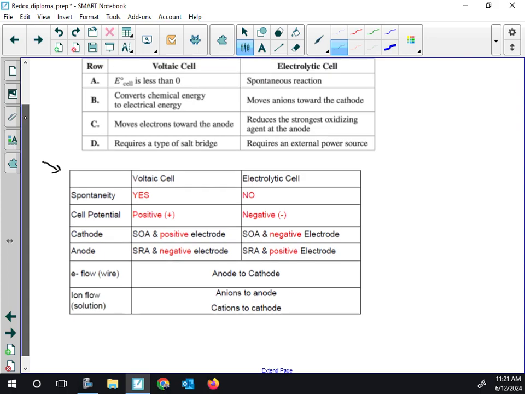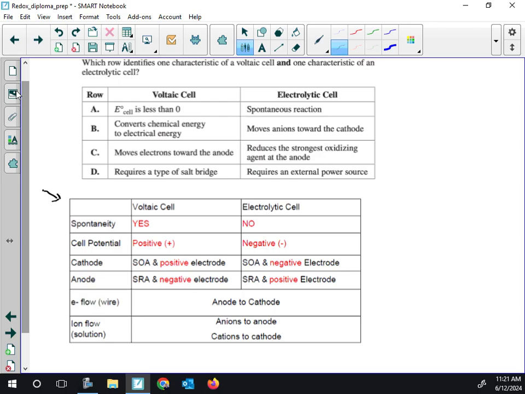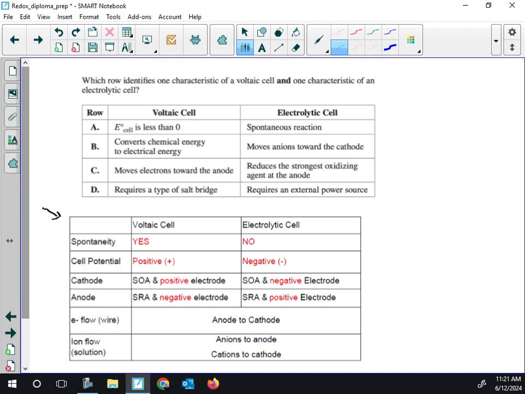So at the top is an old diploma question about the similarities and differences. Which row identifies a characteristic of each type of cell? So the table below helps us. Definitely expect a question like this in your diploma.